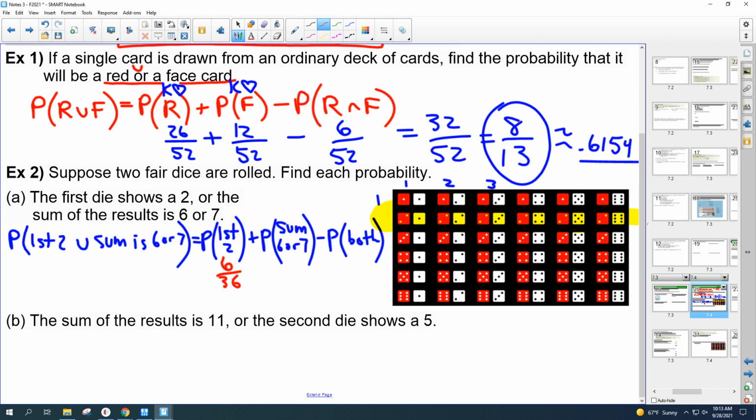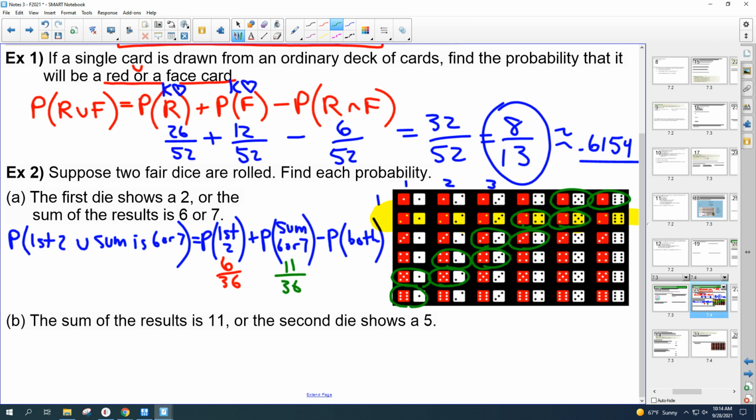How about the sum of 6 or 7? If the sum is 6 or 7, then you're looking at, okay, sum is 6. Sum is 7. I see 1, 2, 3, 4, 5, 6, 7, 8, 9, 10, 11. I see 11 different possibilities where the sum is either 6 or 7.